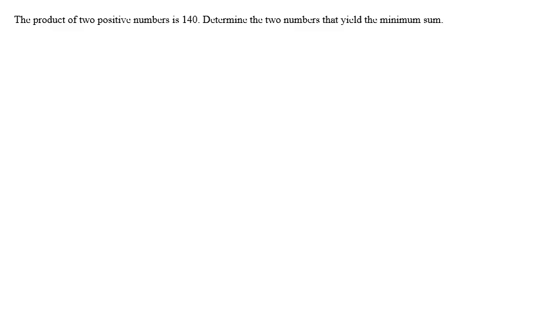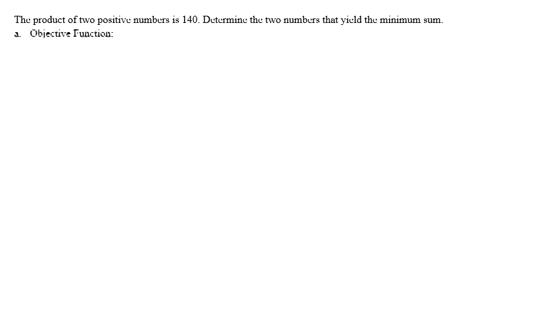So we want to find two numbers such that the product of two positive numbers is 140, and we want to find the two numbers that will yield the minimum sum. So here there are a couple of keywords, and more importantly, the most important word is the minimum. So that means we are dealing with an optimization problem. So we want to minimize a function.